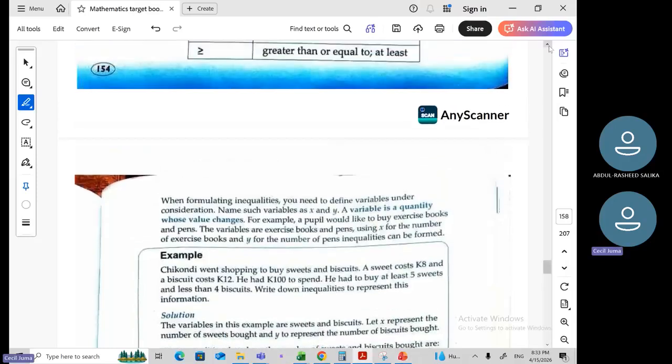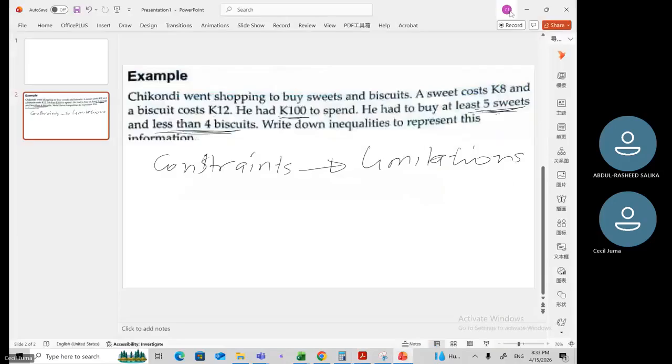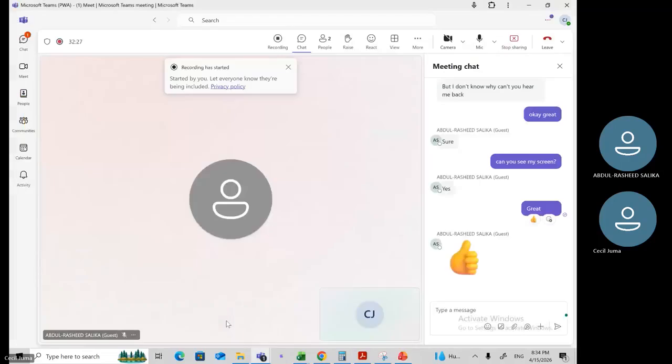If you're done, just put up an okay symbol, messageable, and I'll see, then I'll proceed. Oh, okay, great.